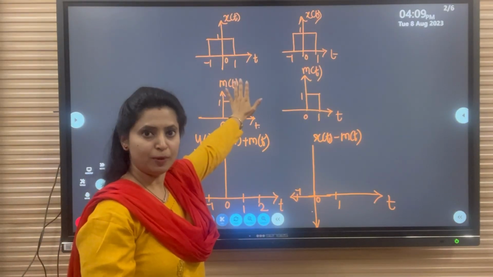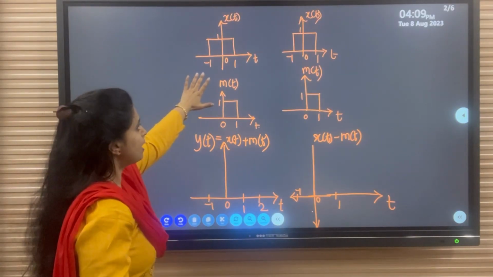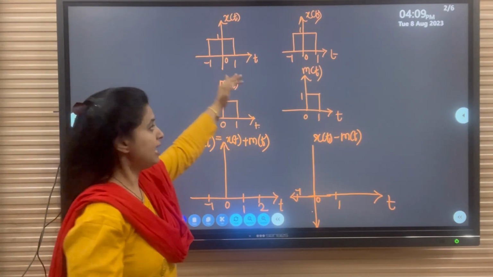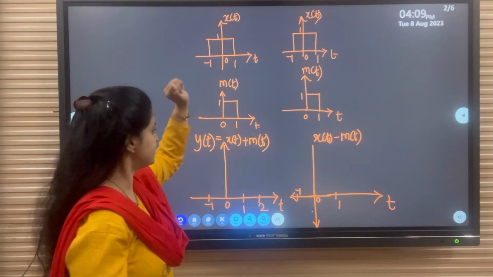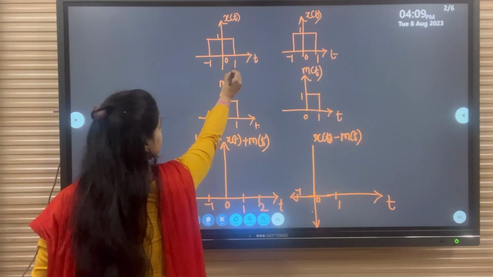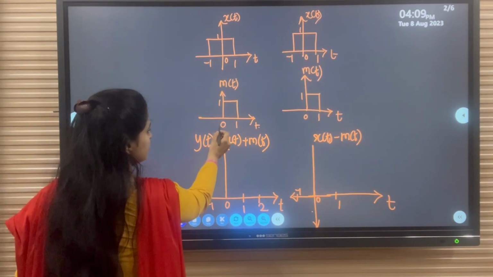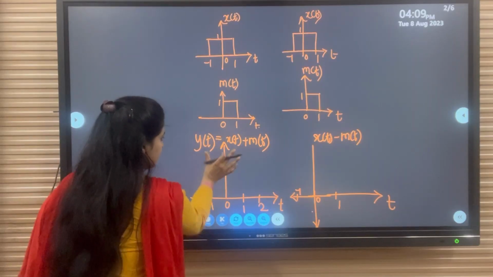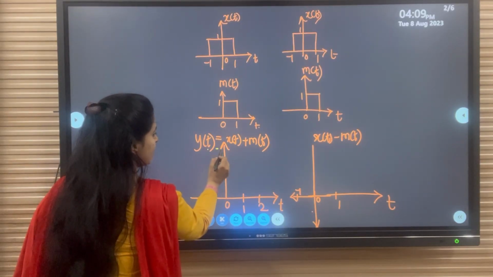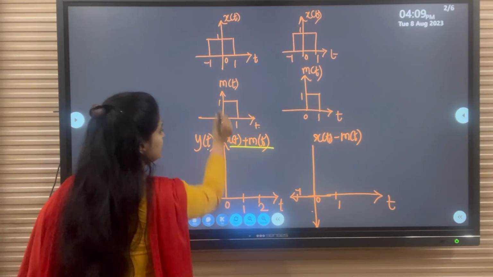Now how to perform this addition? Simply you have to consider the time duration, and during that time duration you have to consider amplitude of that signal. Now this signal is available in the range -1 to +1. This signal is available in the range 0 to 1. Now here we have to consider the new signal y of t, which is addition of these two signals.